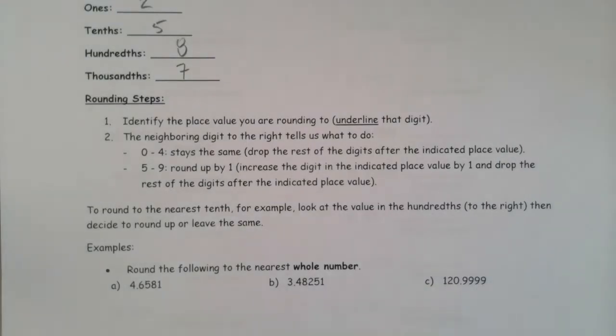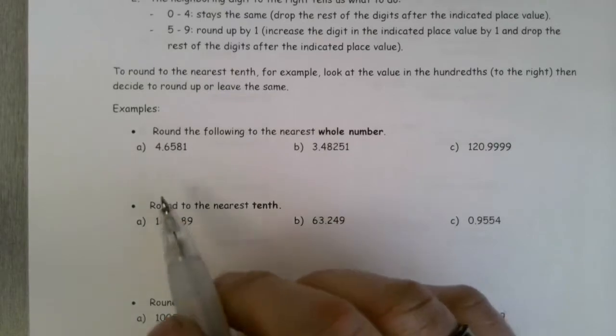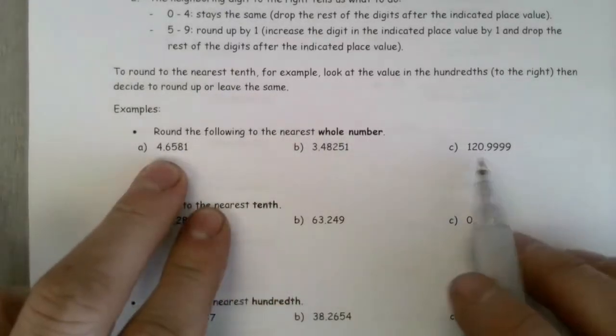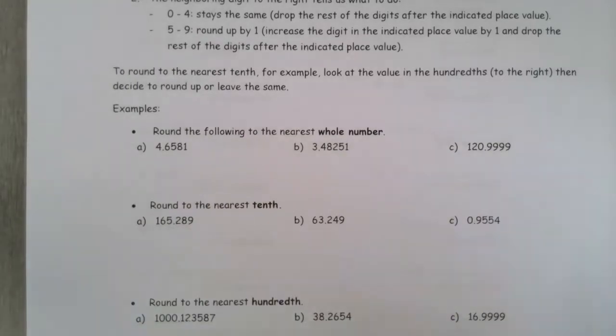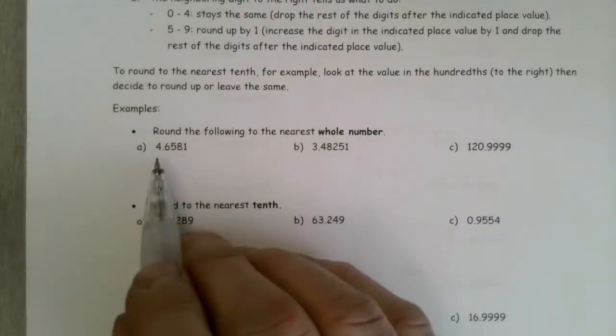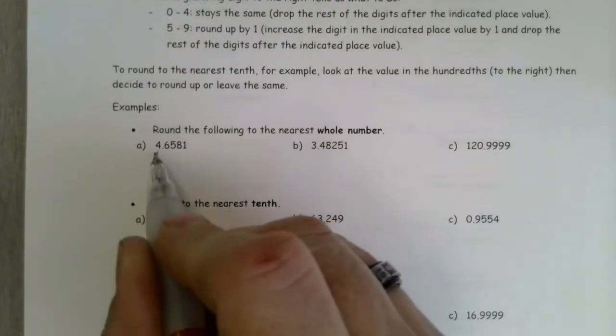Now, if this is relatively new to you or you haven't done this in a while, that might be a little bit confusing. Let's take a look at some examples where we actually do this. Okay, so here we go. We're going to round each of the following to the nearest whole number. That means the spot directly to the left of the decimal. So this is the one that I'm rounding to here.